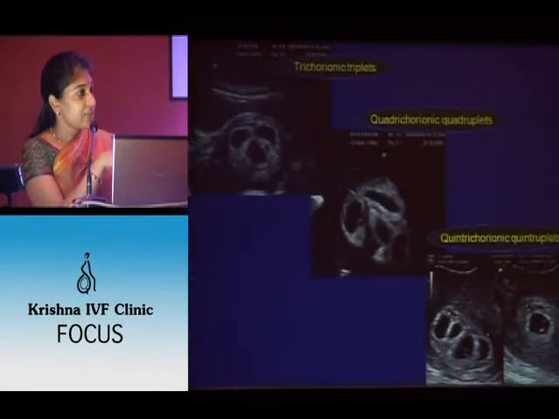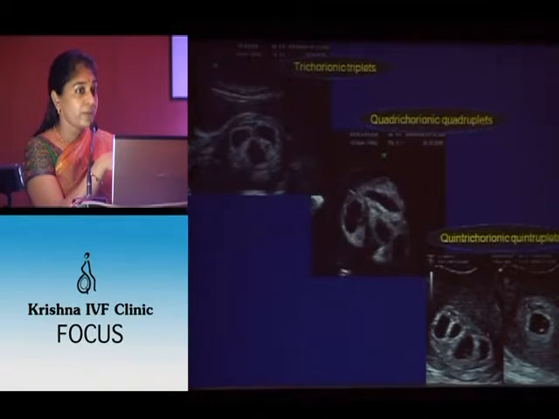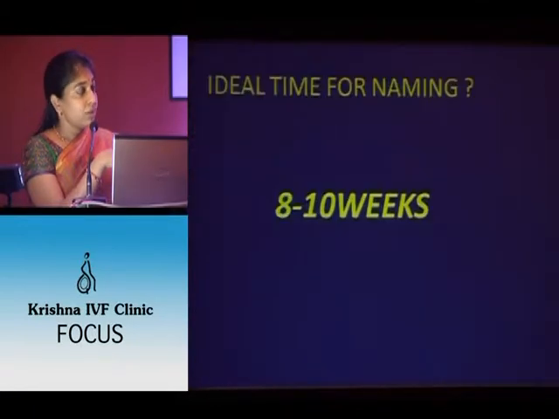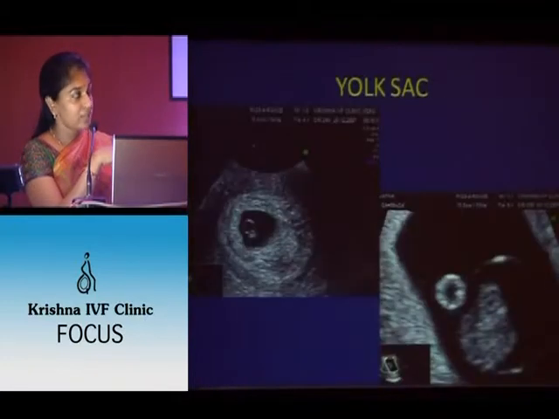So we can see here triplets, quadruplets, and quintuplets. So can we call this trichorionic triplets or quadrichorionic quadruplets? No. The ideal time to say or to name the twins is 8 to 10 weeks, and we have to see further inside the sac to start labeling the twins.